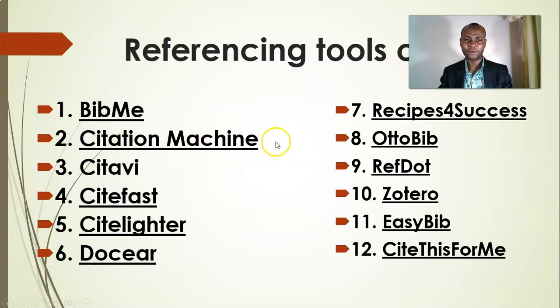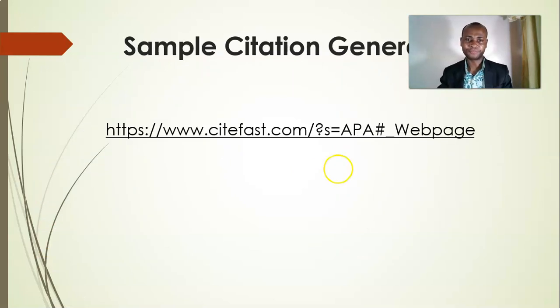Open the link, go there, copy the URL, or copy the reference or the citation. Just paste it in there, choose the reference style, and then search, and the outcome is going to be the reference style you are looking for.